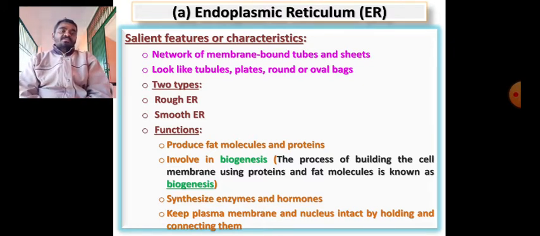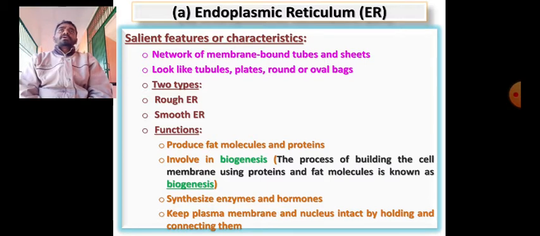Now you see the functions. They produce fat molecules and proteins. Protein synthesis is taking place in the endoplasmic reticulum. Simultaneously, lipids or fat molecules are also secreted by them, and they are involved in biogenesis. This is one of the most important bioprocesses happening in the cell. What is biogenesis? The process of building the cell membrane using proteins and fat molecules is known as biogenesis. Bio means living, genesis means production or synthesis. So the synthesis of new parts of the cell takes place in the endoplasmic reticulum.